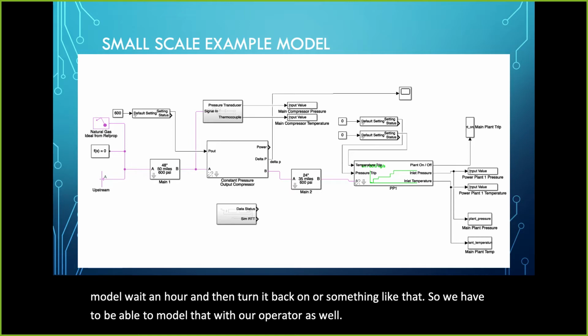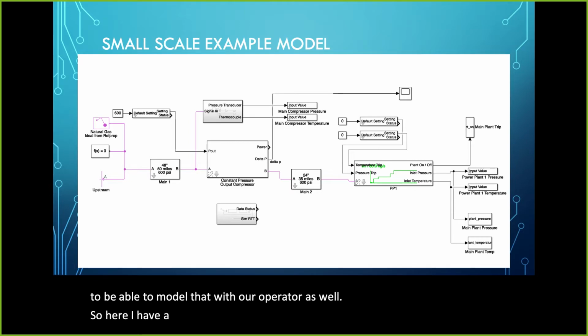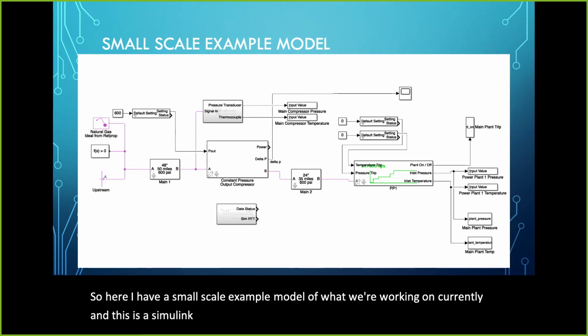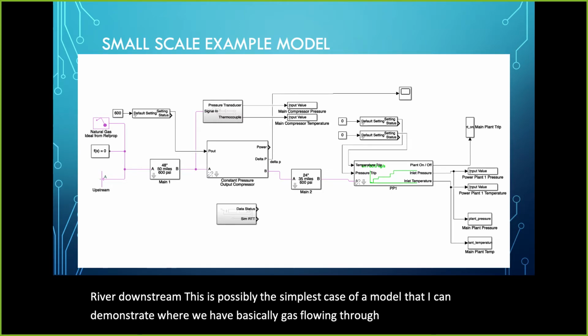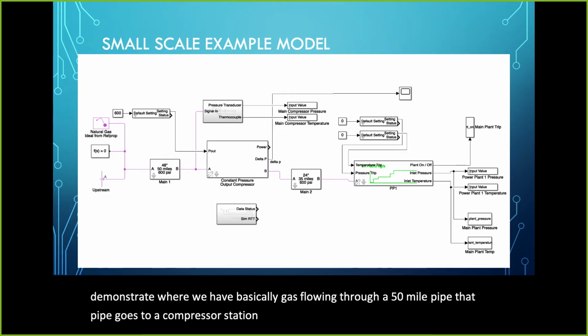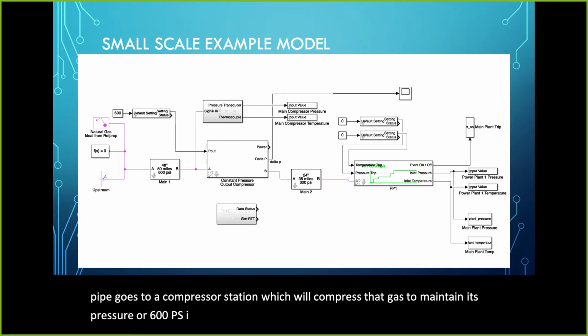So here I have a small scale example model of what we're working on currently, and this is a Simulink model. On the left side, we have our upstream. On the right side, we have our downstream. This is possibly the simplest case of a model that I can demonstrate, where we have gas flowing through a 50-mile pipe. That pipe goes to a compressor station, which will compress that gas to maintain its pressure of 600 psi. And then it flows through another pipe downstream to a power plant.